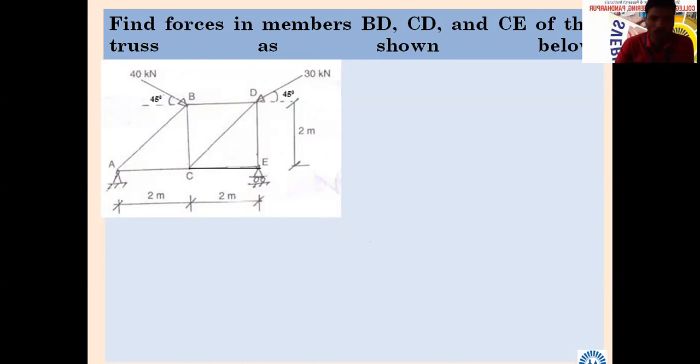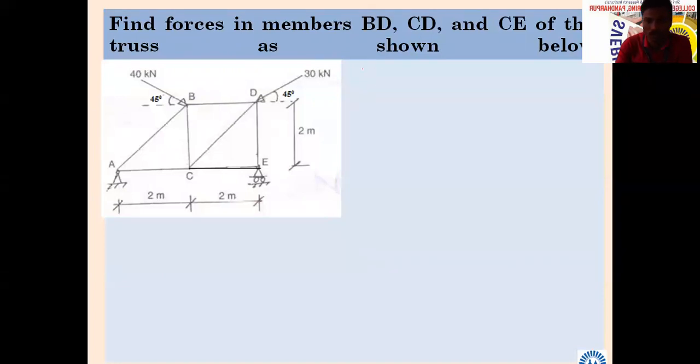So either you can draw a rough sketch in your notebook, or you can note down how we are going to do it. In both methods, method of joint or method of section, the first step is the same. What is that? Finding out the reactions. That will be the first step in both the cases. So let us find the reactions now.